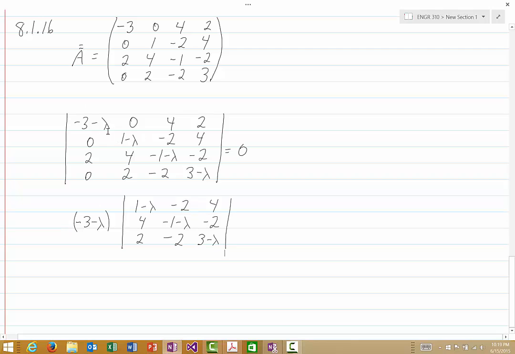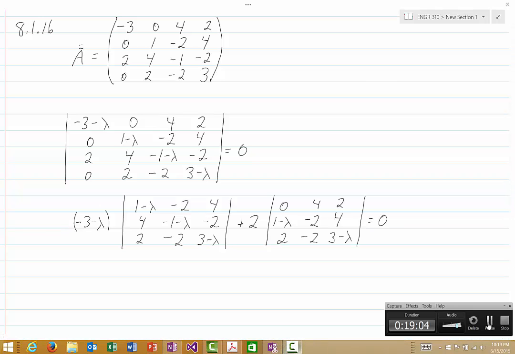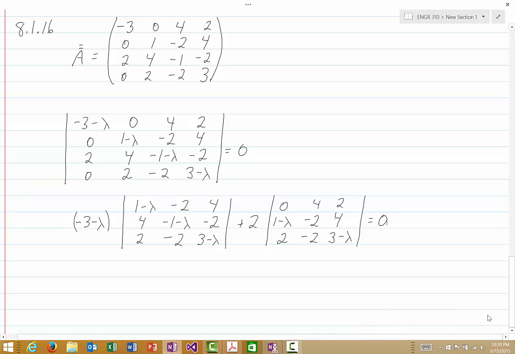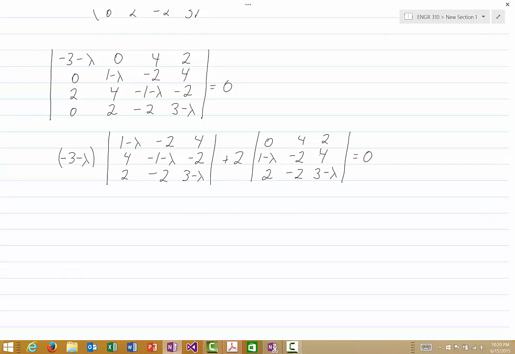Okay, that's what we get from this term, and then we don't want to forget this, so we'll say plus 2 times 0, 1 minus lambda, 2, 4, negative 2, negative 2, 2, 4, 3 minus lambda is equal to 0. Okay. So I have checked that, and I believe that it is correct. And so now let's proceed with this.